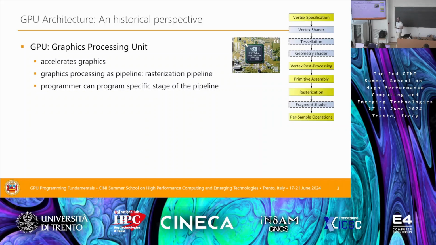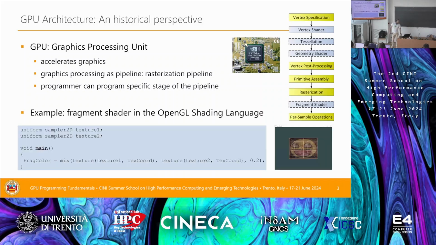Very specific part of this pipeline could be programmed. So you were, for instance, doing something like that. You had a program written in a shading language. This is OpenGL shading language. In this case, this is a pixel shader. Particularly, you just write how to calculate one color. What is implicit here is that each pixel calculation is independent of each other. So you get a picture like that, okay?